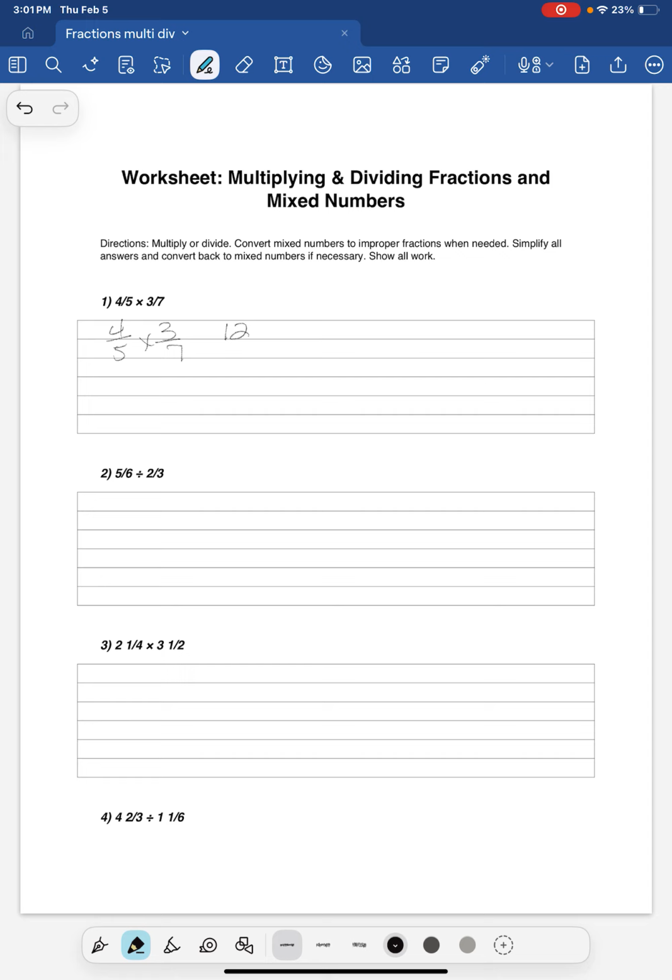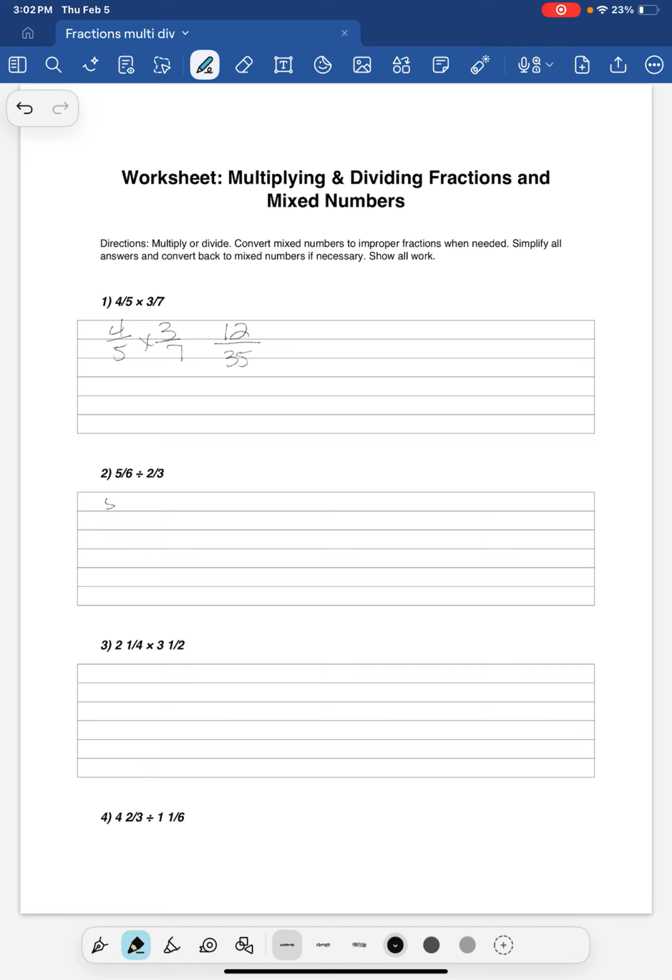4 times 3 is 12, and you multiply the denominator. 5 times 7 is 35. And now this fraction actually is in its lowest form because those numbers do not have any common divisors. So 12/35 is actually, believe it or not, your answer. That's how simple it is.